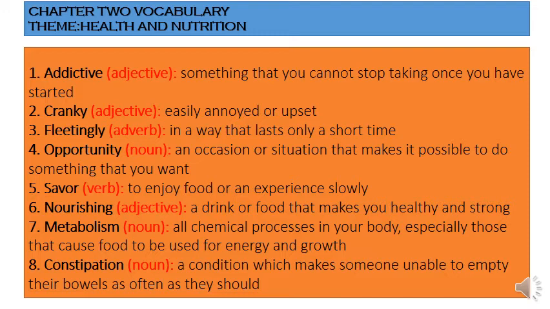Now we move to the second word, which is cranky. When I say that this person is cranky, it means this person is annoyed easily, okay? You can annoy this person easily. Fleetingly is the third word. It's an adverb. It means in a way that lasts only a short time. Something which lasts for a short time, we can say that it is fleetingly passing, okay? It's lasting for a short time.